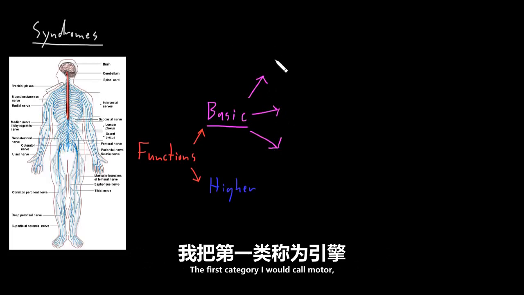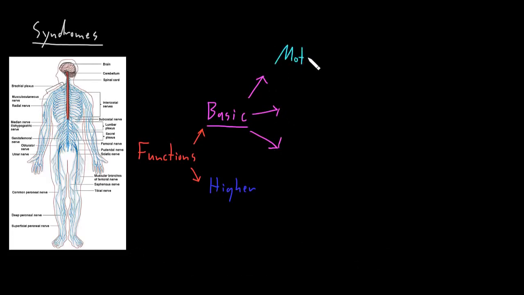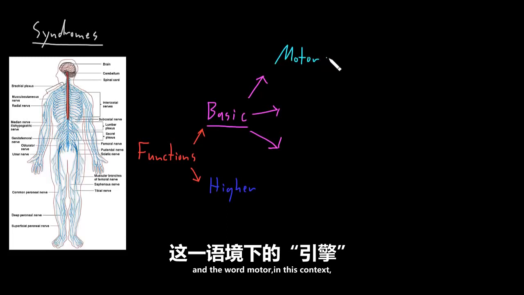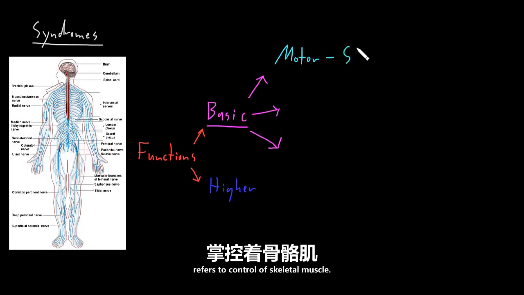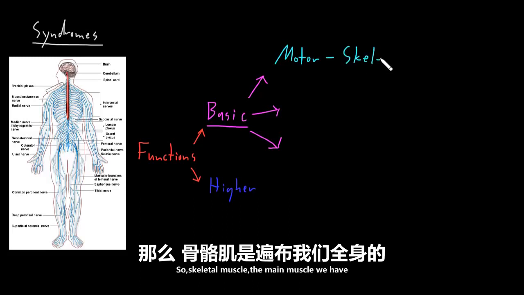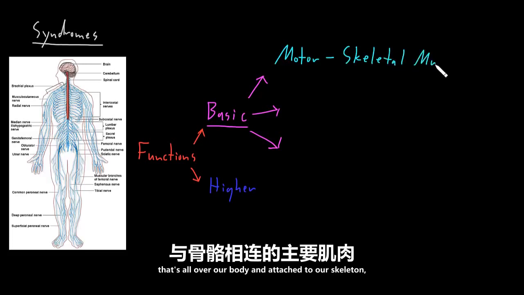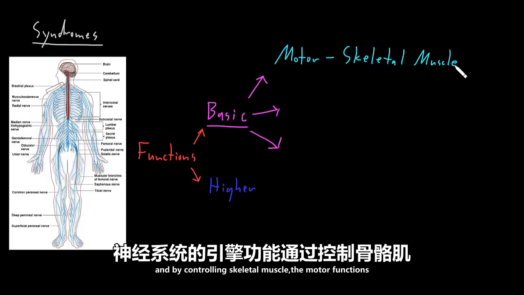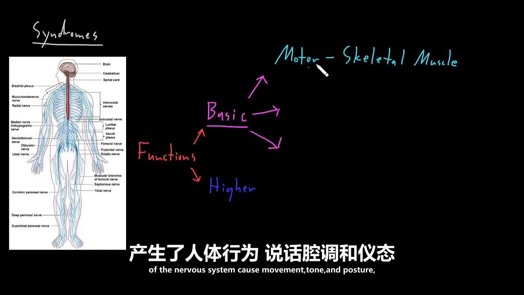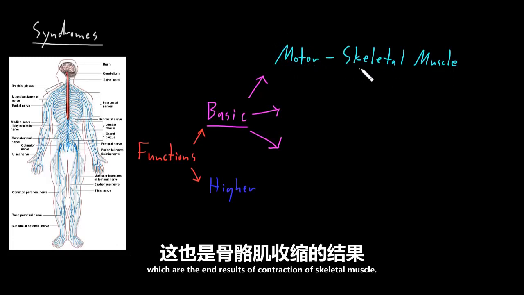The first category I would call motor. And the word motor in this context refers to control of skeletal muscle. So skeletal muscle, the main muscle we have that's all over our body, and attached to our skeleton. And by controlling skeletal muscle, the motor functions of the nervous system cause movement, tone, and posture, which are the end results of contraction of skeletal muscle.